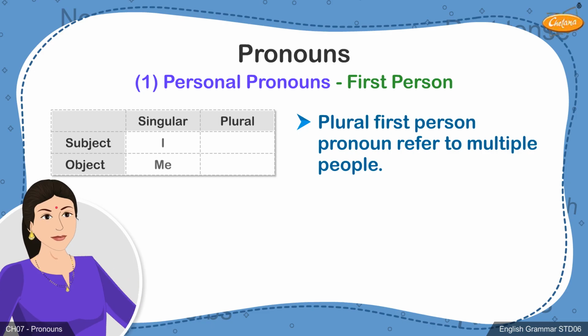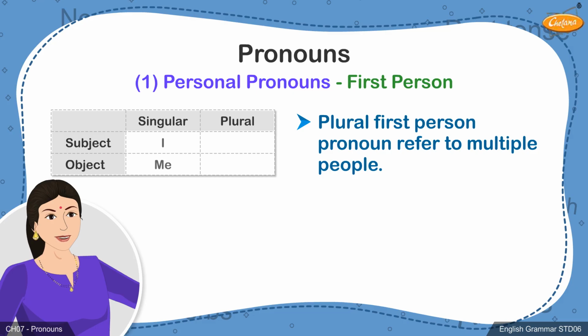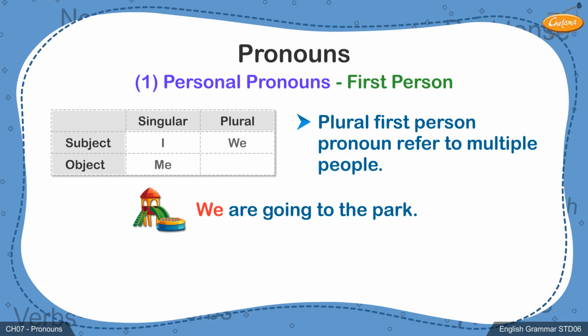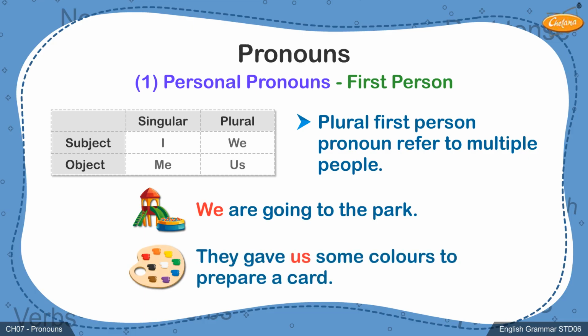We, us, are plural first-person pronouns, and they can be used in the following manner. We are going to the park. Us, they gave us some colors to prepare a card.